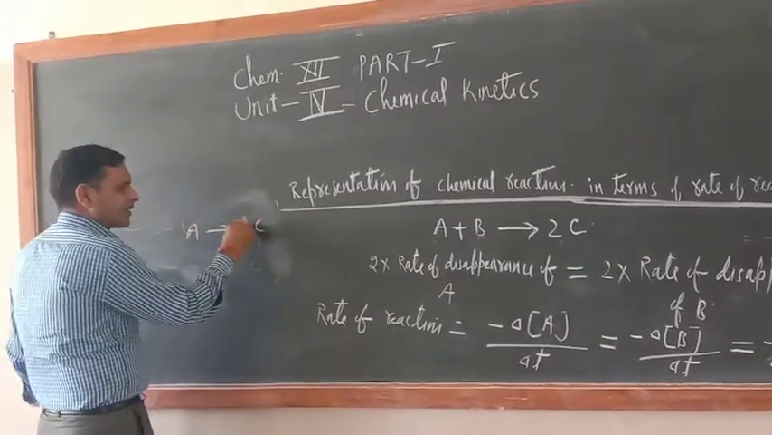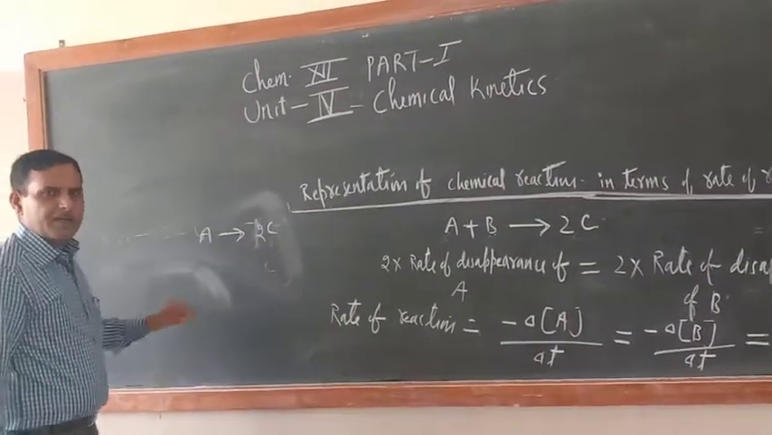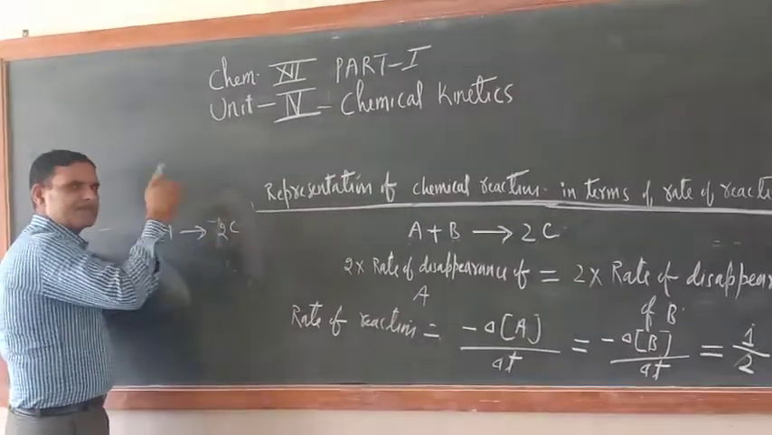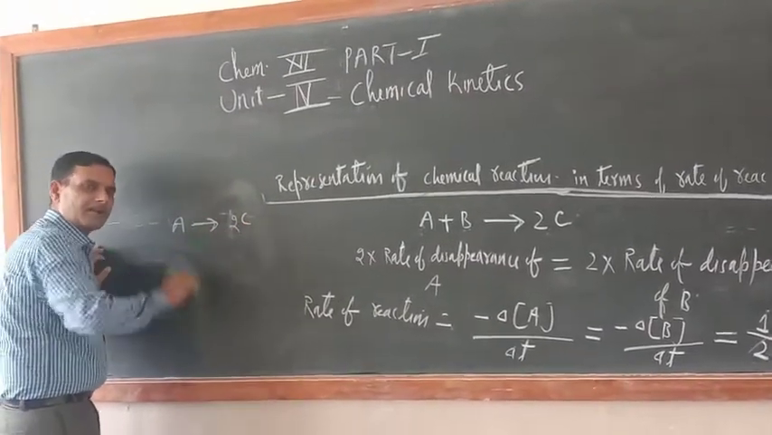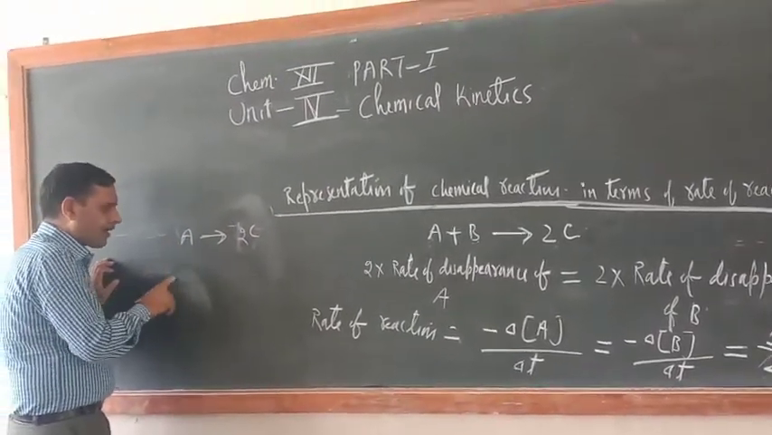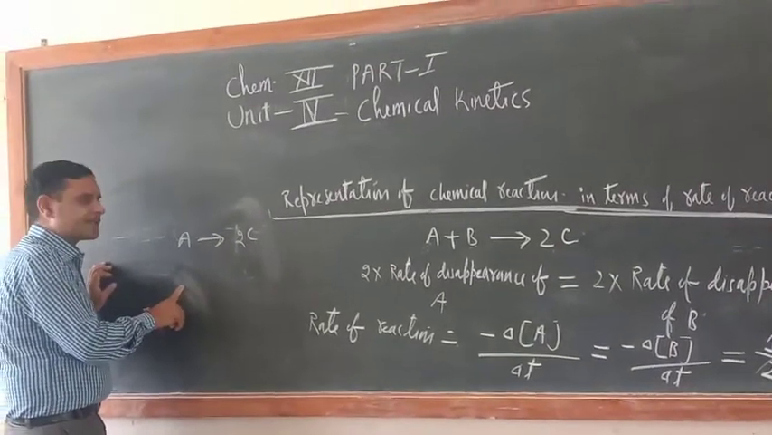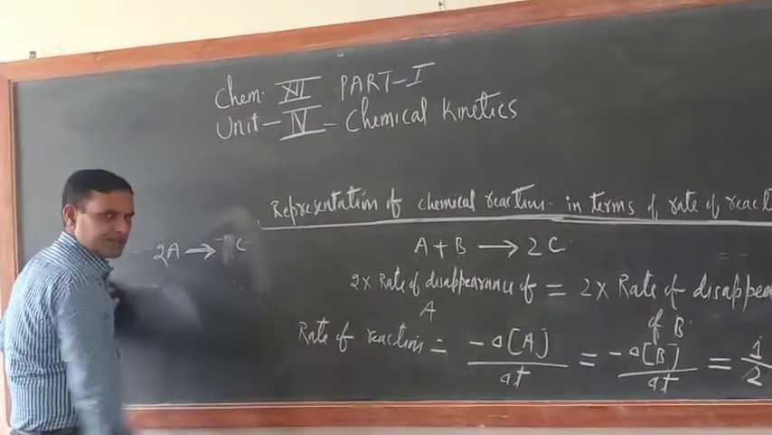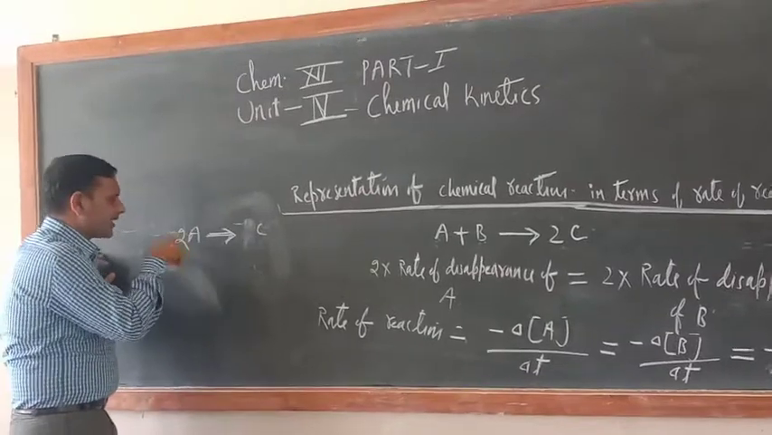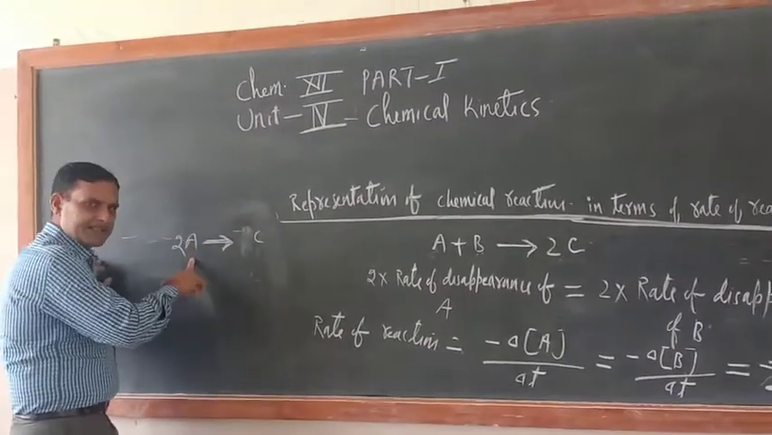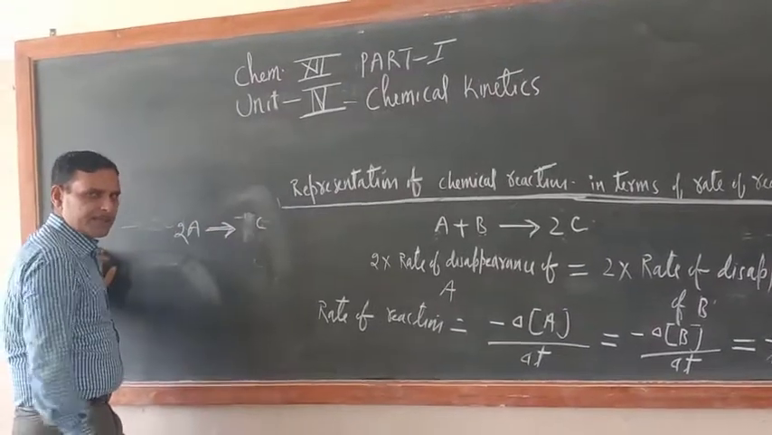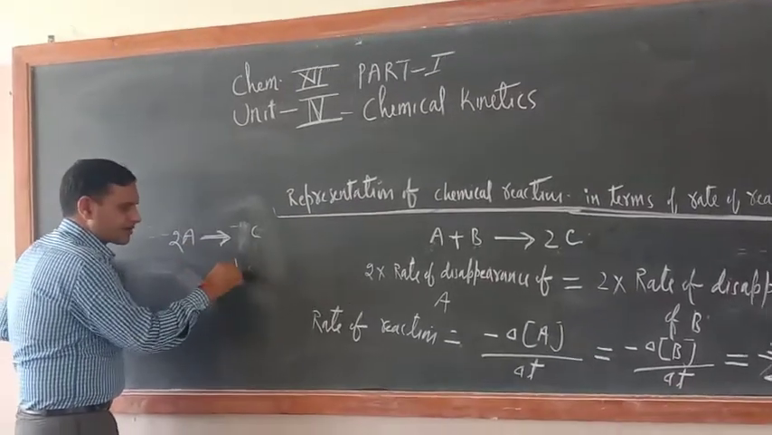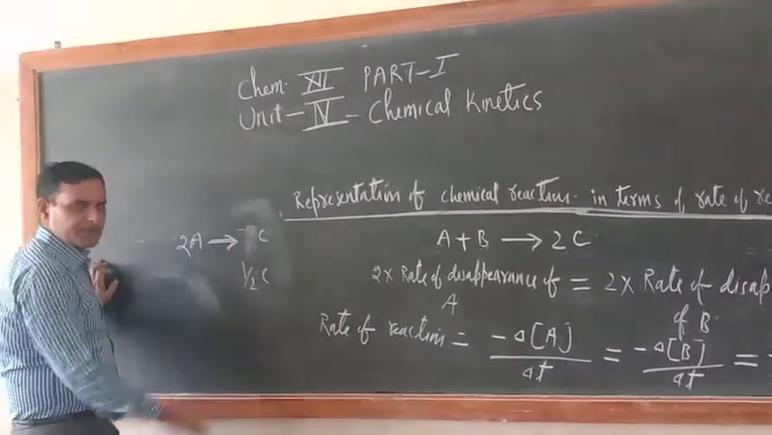But suppose this reaction is A equal to 2C. So what will you tell? You will tell that 1 mole of A is disappearing and 2 mole of C is forming. Or suppose this reaction is 2A equal to C. What will you write? You can say 2 mole of A is disappearing and forming 1 mole of C. So you can say if 1 mole of A is disappearing, then half mole of C is forming. Of course, half mole only.